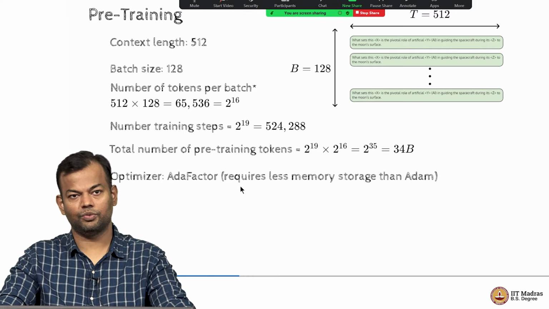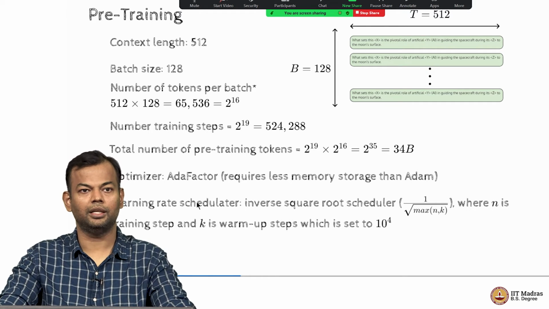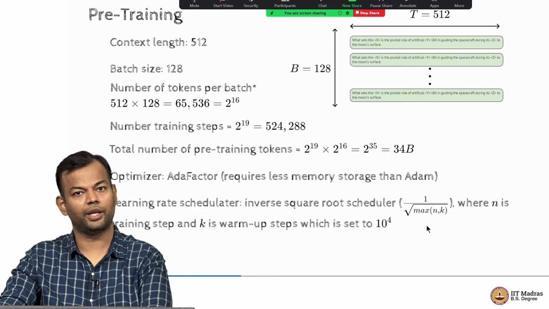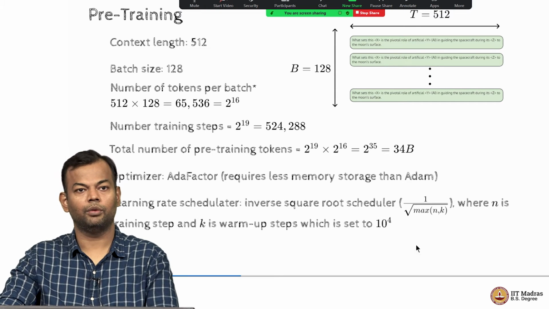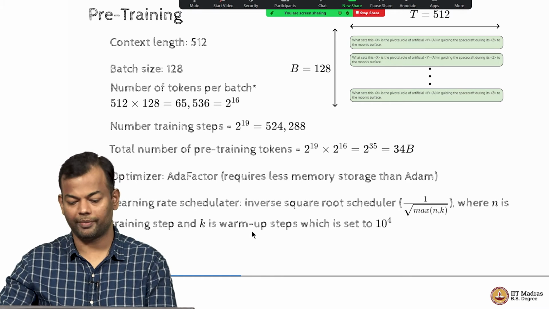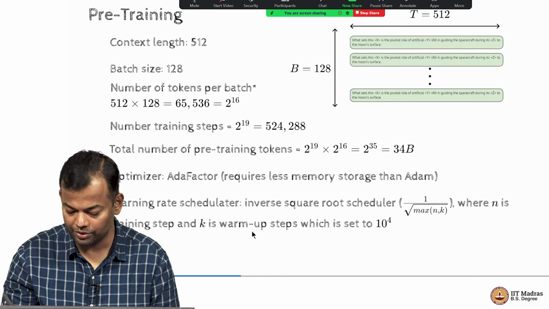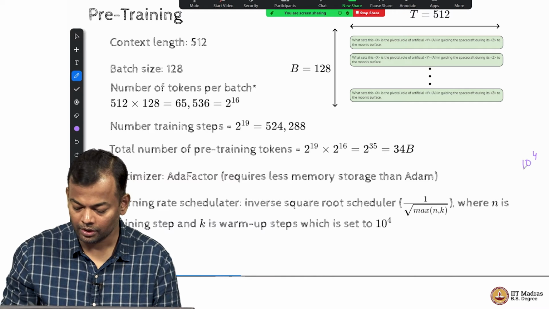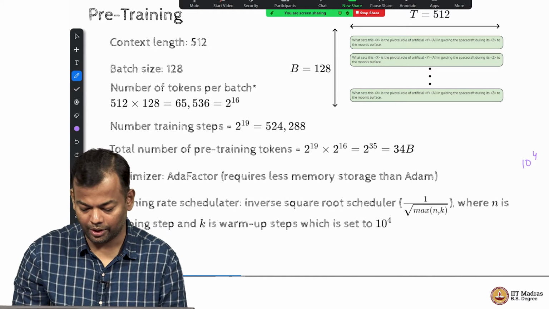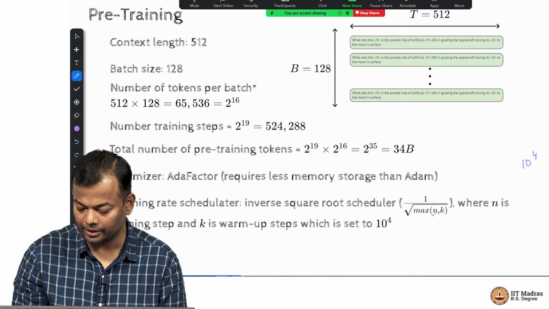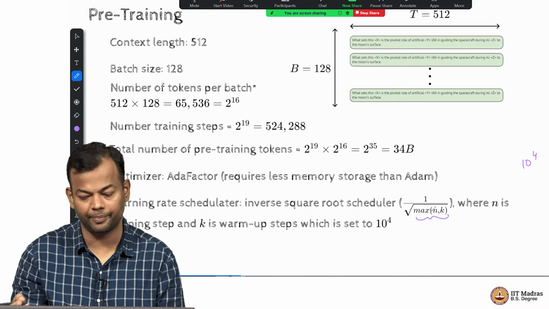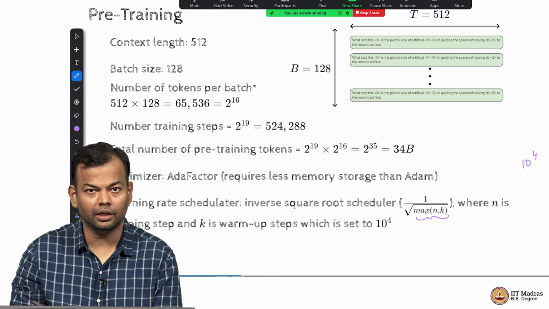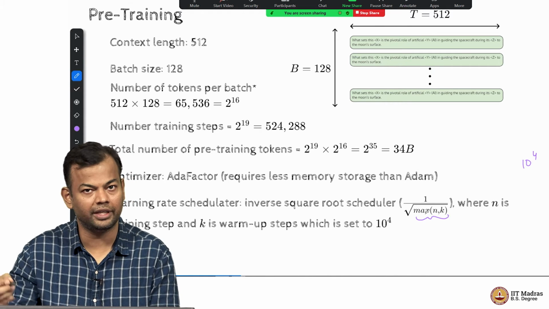The optimizer that they used was Adafactor, just one choice that they made. The learning rate scheduler was the inverse square root scheduler, which is 1 over the square root of max of n comma k, where n is the training step and k is the warm-up steps, right? So what does this mean? If you have chosen the warm-up as 10 raised to 4, then up to 10 raised to 4, the max of this quantity, where n is the current step number, would be k, until you reach 10 raised to 4 steps.